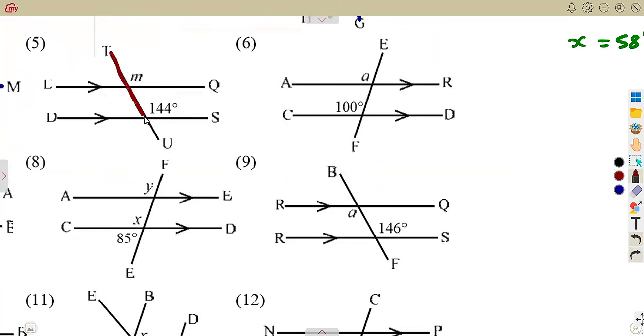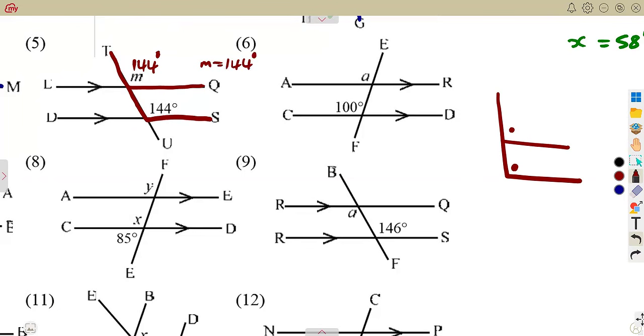Look here. Look, we are forming F. That's an F that we are seeing here. Corresponding angles where we form an F, and this angle are equal. So meaning to say M is also equal to 144 degrees. These are vertically opposite. These are corresponding angles. Sorry for that, guys. That is corresponding angles.